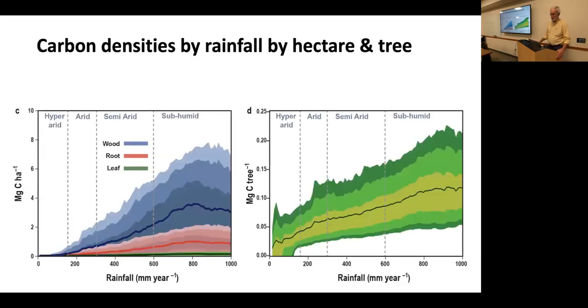Okay, in our Nature paper, these are some of the summaries. On the left-hand side, we show the megagrams of carbon per hectare versus rainfall for wood, root, and leaf. And you see the leaf portion is very small. And the right-hand image, you have the megagrams of carbon per tree. You multiply megagrams times 1,000 and you get kilograms. These show the distributions. And all of these are in our Nature paper. And this is what it looks like, entitled Root and Branch.